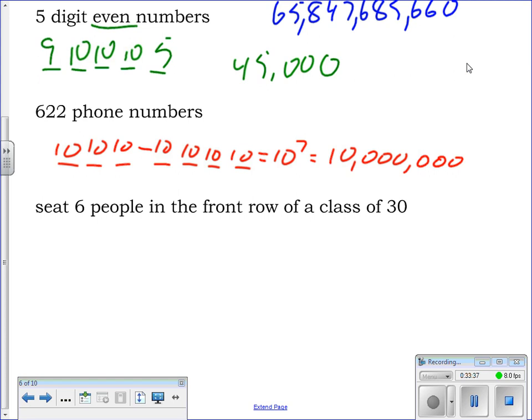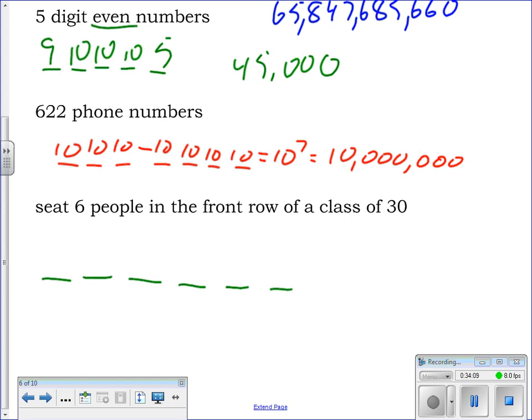Okay. Now, I like this one. Making up a seating chart. 6 kids in the front row. Does it make a difference where they are? Yeah, because maybe I don't want Bobby sitting next to Susie. Maybe Susie doesn't want to sit next to Bobby. So order matters. Yes, everybody matters.